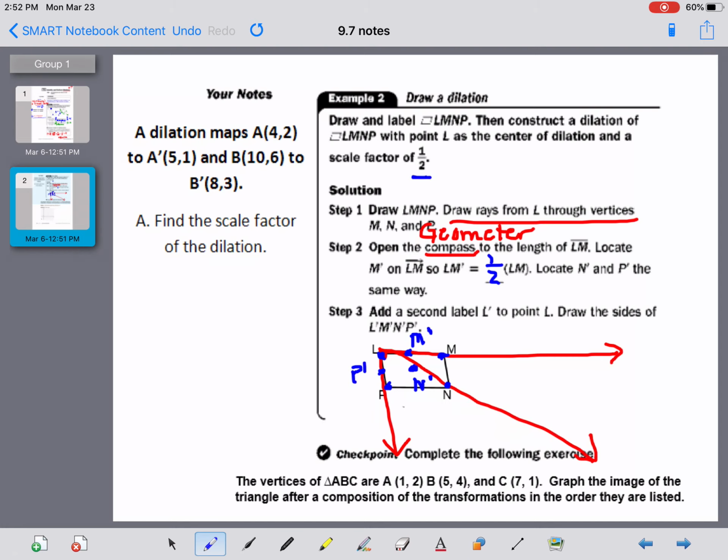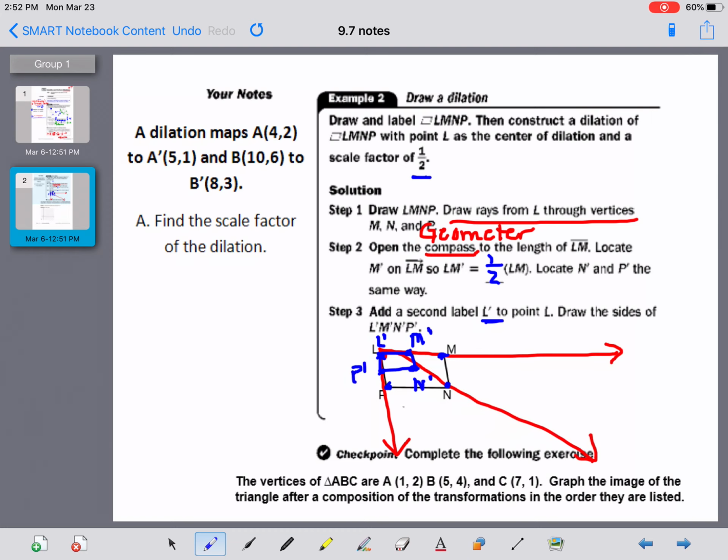Now notice in step 3 it says add a second label L prime to the point L. Now the reason L prime is also on L is that L is our center of dilation, and we're always going the same distance away from L. Since it is distance zero, the prime is just the exact same point. I can join L prime, M prime, N prime, P prime back to L prime, and I have a dilation of my original figure, and it's half that dilation.